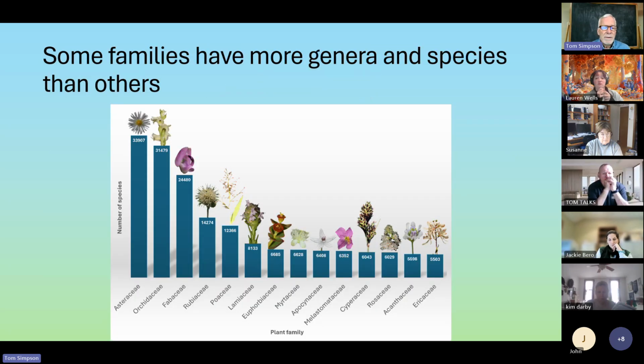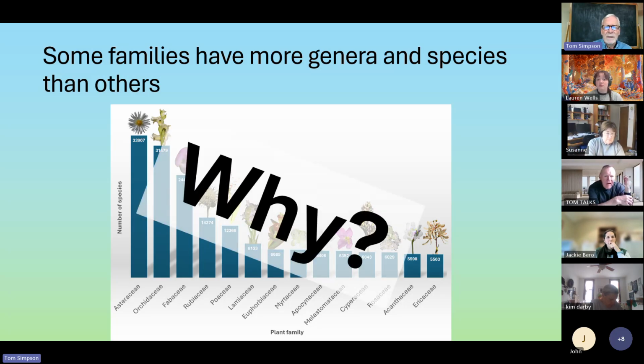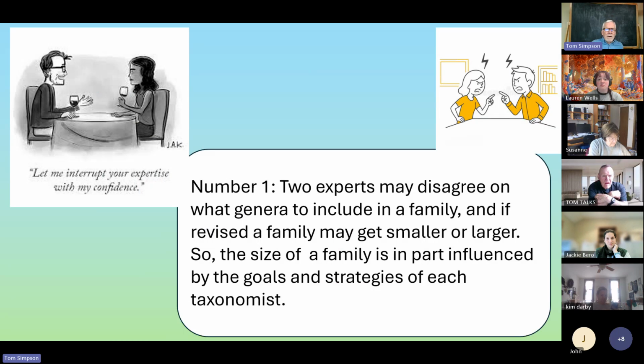So when we look at some of the more numerous families of plants in the world, we can see that there's a huge difference. And if we looked at more than only the biggest ones, we could go all the way out to families of plants that have single digits in numbers of species. So why wouldn't we divide them up to where each group had the same number of things? But there are several reasons for that.